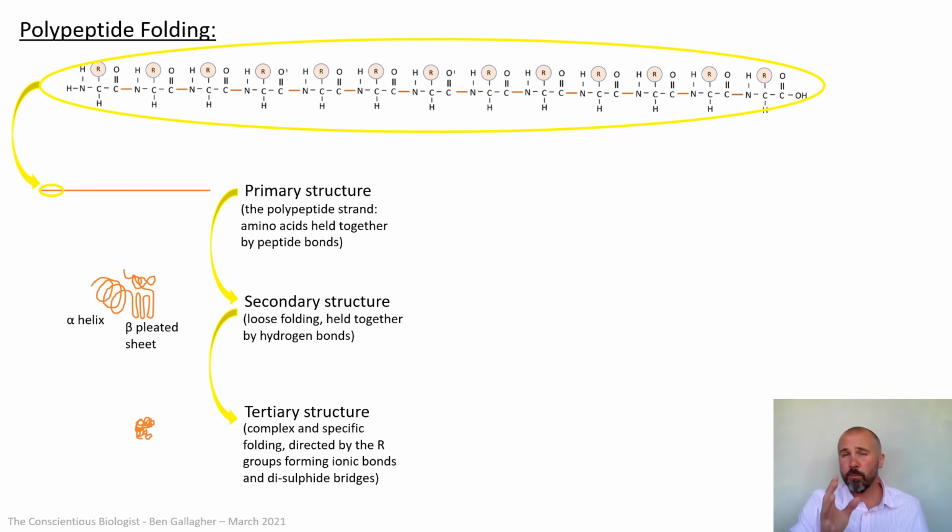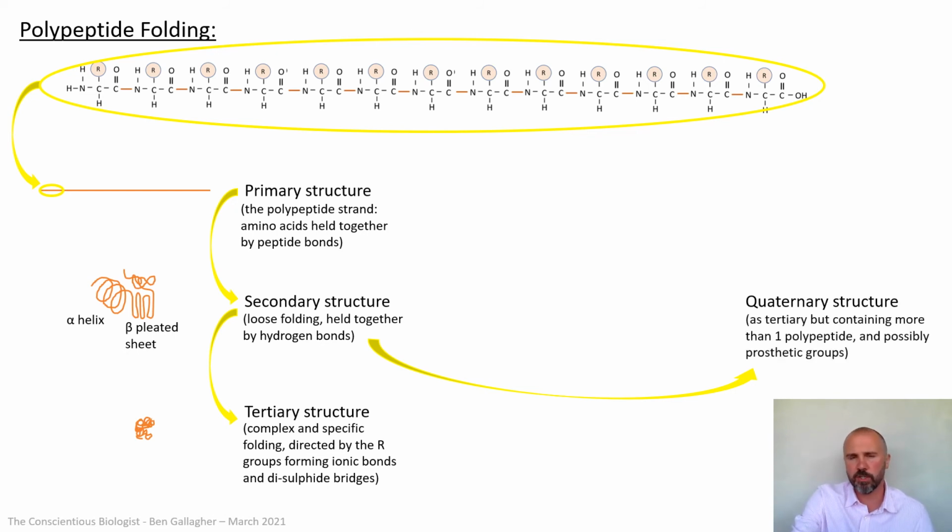Now there is one more bit that we need to add to this, because whilst we've got on here primary, secondary and tertiary folding, there is something called quaternary structure. Even though the words primary, secondary, tertiary, quaternary come one after another, it's a little bit wrongly named, because quaternary doesn't really come after tertiary. Quaternary is something a bit different. It comes from secondary. It's another option from a secondary structure, because a quaternary structure is the same as a tertiary, but it contains either more than one polypeptide or a prosthetic group.